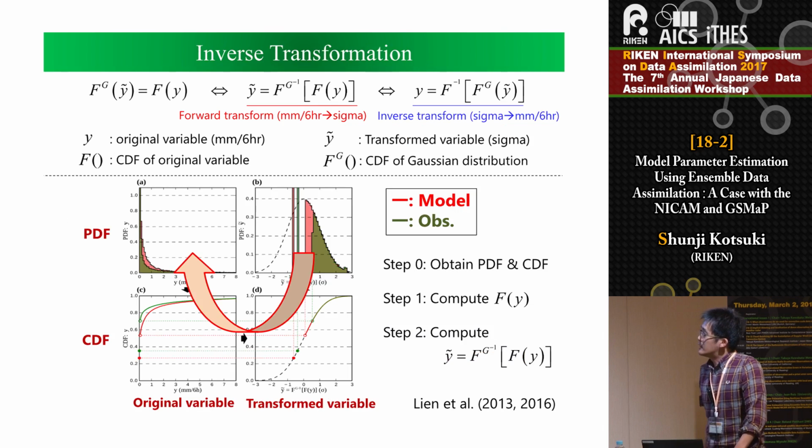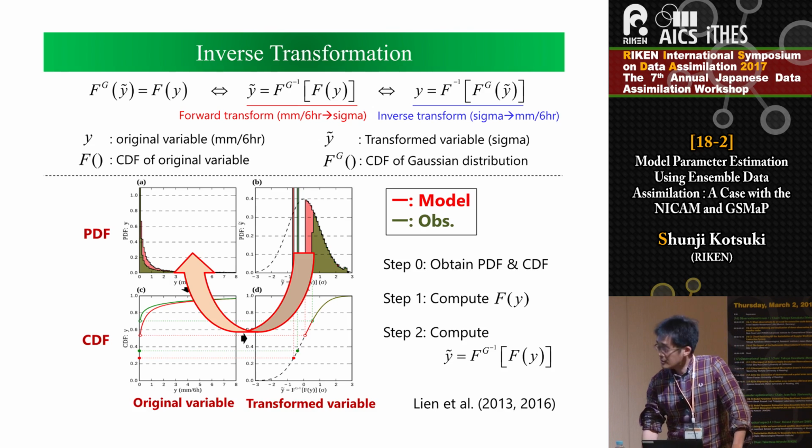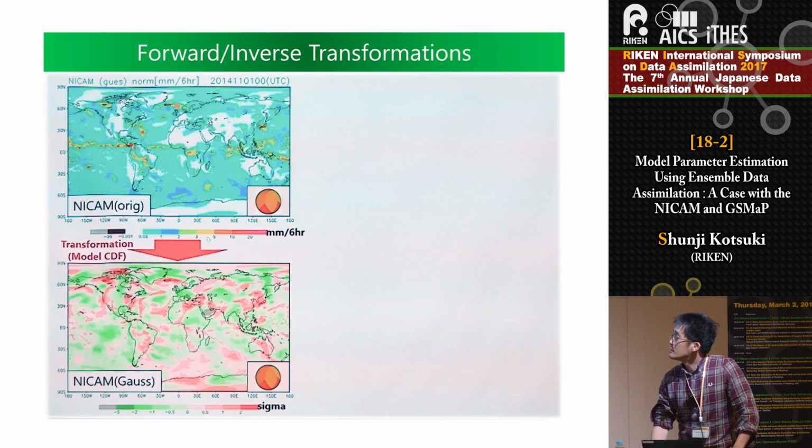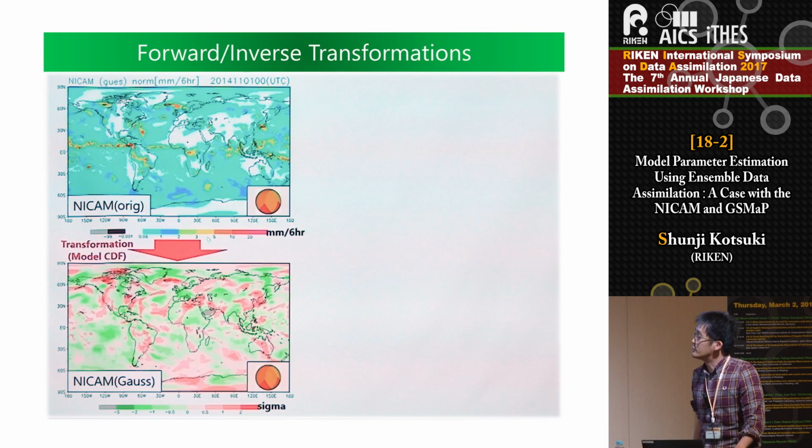We are also proposing the inverse transformation. In the Gaussian transformation, we transformed from the precipitation value into the standard deviation. But we can also do a similar transformation from the standard deviation to the precipitation variable. So this is very important if we consider the bias of the model.